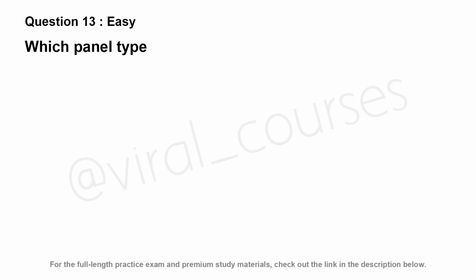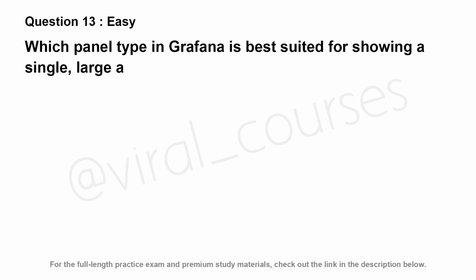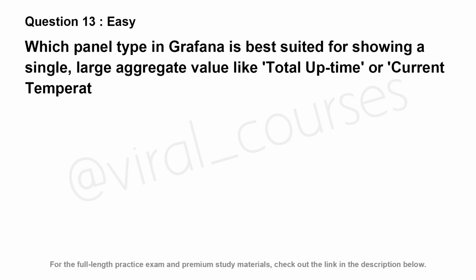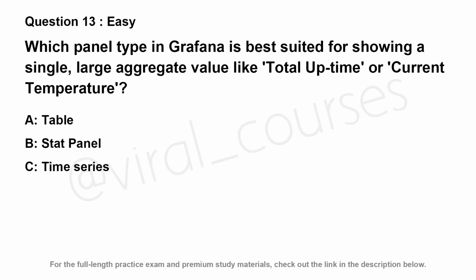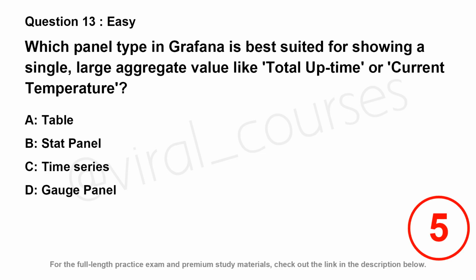Which panel type in Grafana is best suited for showing a single large aggregate value like total uptime or current temperature? Option A, table. Option B, stat panel. Option C, time series. Option D, gauge panel.